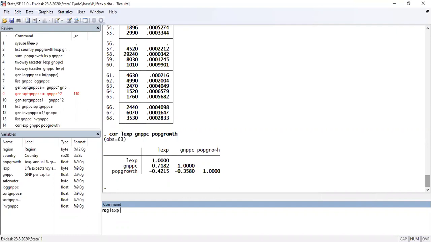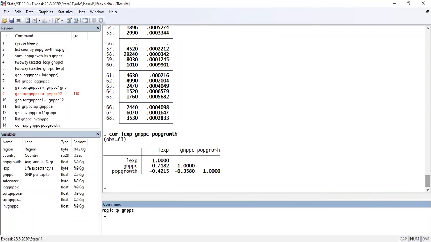LEXP, life expectancy depends on what? On GNPPC, GNP per capita. Okay, yeah, let's do it. You write REG, and first you write the Y variable, the dependent variable, then you write the independent variable. There can be more than one, but let's do one independent variable, which is GNP per capita.